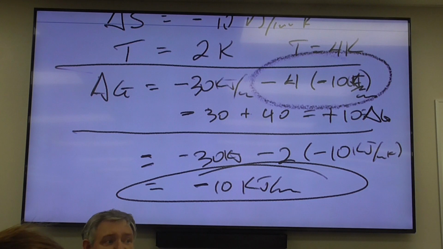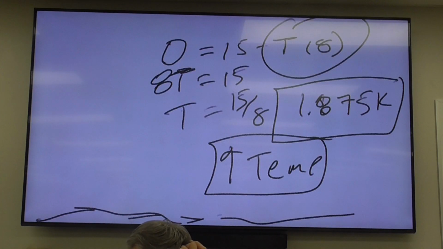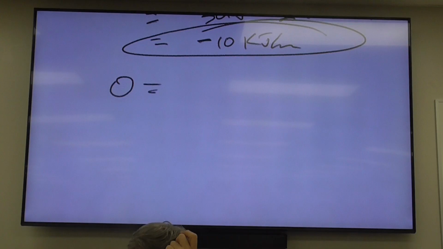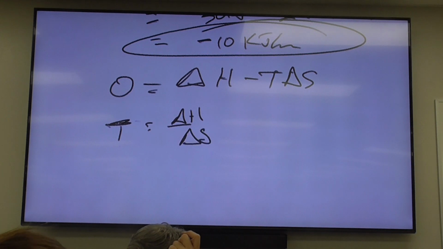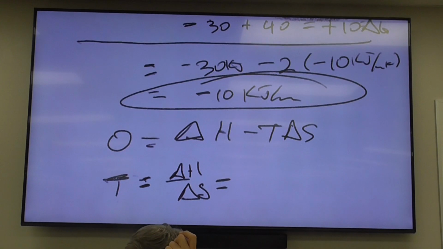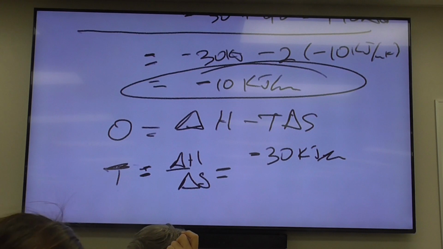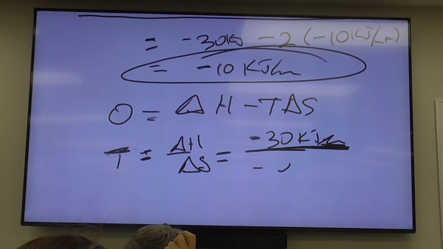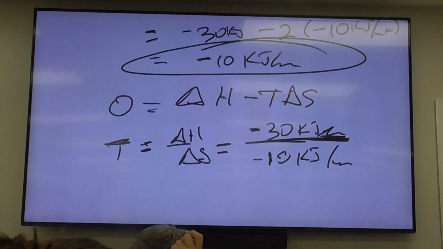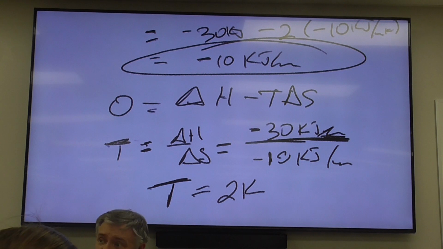So what that tells me is there's a break point. There's a temperature where this can become critical. So if I look at what we did up here, and go, okay, if I look at delta G equaling 0, and then delta H minus T delta S, and I move this over here, I get T equals delta H over delta S. So if you look at the values that you've got, your delta H is negative 30 kilojoules per mole. So if my delta S is negative 10 kilojoules per mole Kelvin, the critical temperature is going to be 2. So if I'm at 2, the system's in equilibrium.